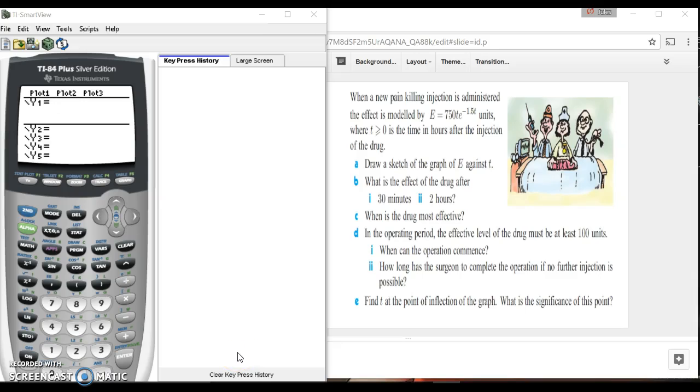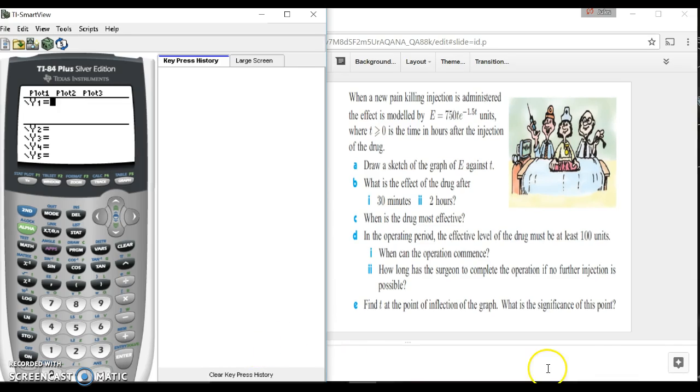Hi everyone, I'm going to show you in this video how to use your Texas Instruments graphic calculator to draw functions, also to calculate values of functions, both x and y, or whatever they happen to be called in the context of the problem you're working on, and also find local max and min.